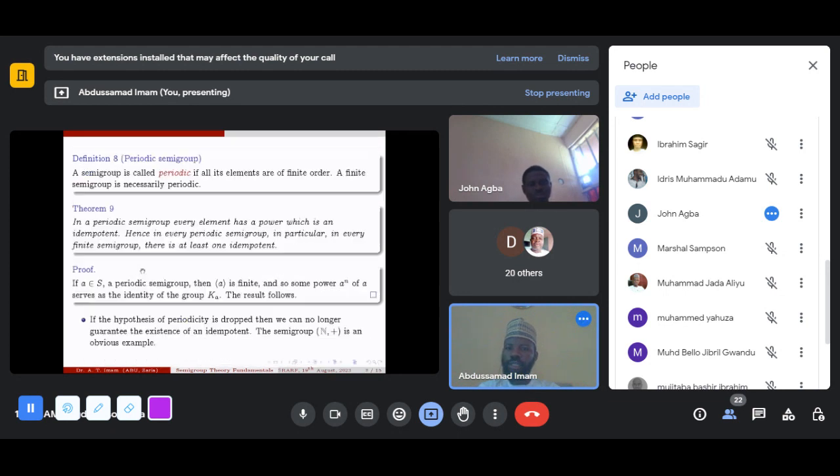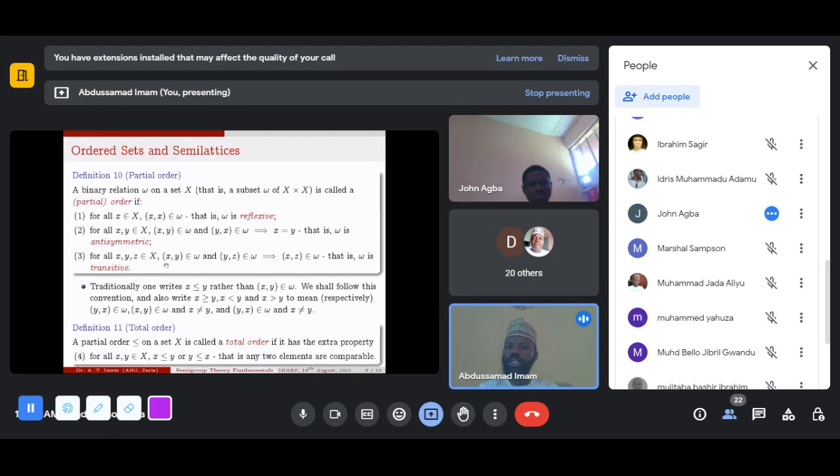So I think this slide is the end of my discussion of the monogenic semigroup. I can now talk of ordered sets and semilattices. This is another phase of discussion now. We want to talk about ordered sets and semilattices. These are still basics that we require when we go deep into the theory. Most of the things I'm going to mention now are known to the members, but just to refresh our memory.